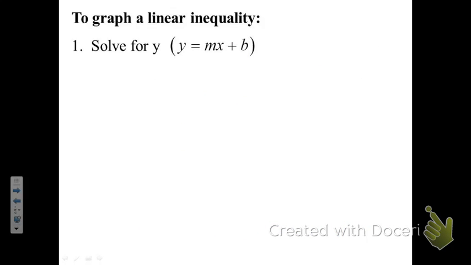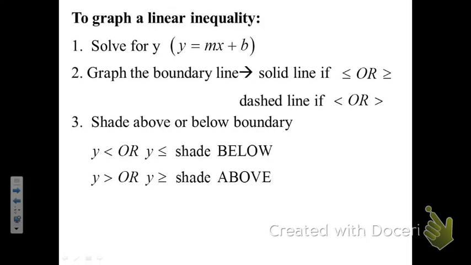So to graph an inequality, the first thing you want to do is solve for y so that it puts you in the y equals mx plus b form. From there, you're going to identify your slope and your intercept and use those two pieces to graph. Then you're going to graph the boundary line, and you will make it solid, and I just talked about that on the previous page. If you have the greater than or equal to, less than or equal to symbols, and it has to have that equal to, it'll be dashed if it's missing that equal below it.